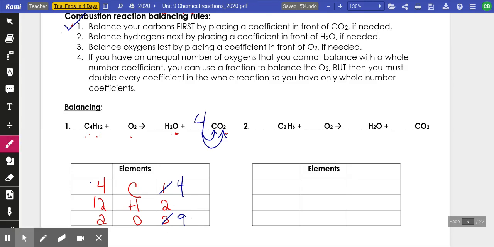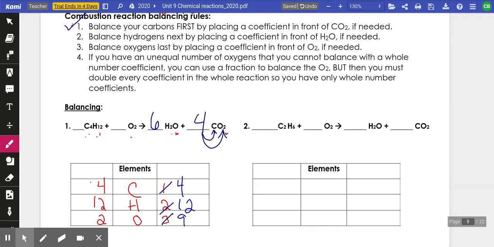Step 2 then says to balance the hydrogens by now placing some number or coefficient in front of the water if I need to do that. So let's look at my hydrogens. I have 12 hydrogens on my reactant side, but only 2 on my product side. So I need this to be 12. I want them to both be the same. So in order to get 12 hydrogens, I should put a number 6 in front here.